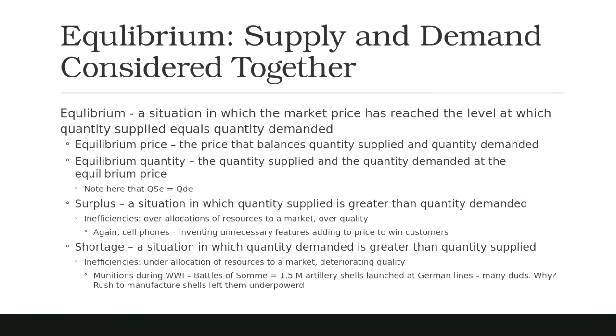So why were the shells duds? Well, in a war, the need to manufacture items is increasingly high, increasingly fast. And in order to meet the demand for munitions, what's the first thing you think munitions makers did?